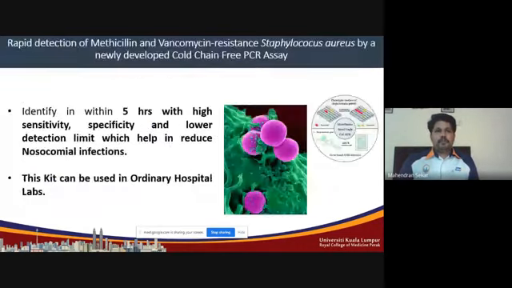And the next one is a rapid detection of MRSA, that is methicillin resistant Staphylococcus aureus. Normally it takes a long time to predict the MRSA, but with the newly developed method we can predict within 5 hours with high sensitivity, specificity, and lower detection limit, which helps in reducing nosocomial infection. Some infections which can be detected based on the MRSA, this one, methicillin and vancomycin resistant Staphylococcus aureus. This kit can be used in ordinary hospital labs. It is not very expensive, so it can be used simply in the normal hospital as well.